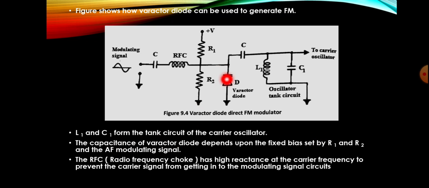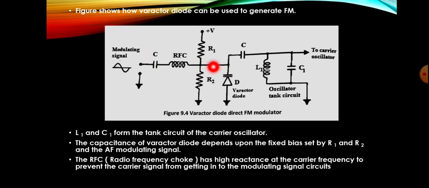So here is the Varactor diode, and this is the P side and this is the N side. At the N side we are connecting the biasing circuit. So this biasing provided by R1 and R2 and also the modulating signal voltage will be connected to the N side of this diode.